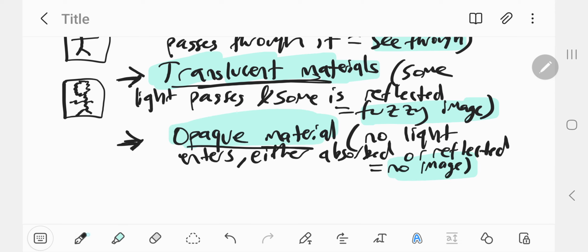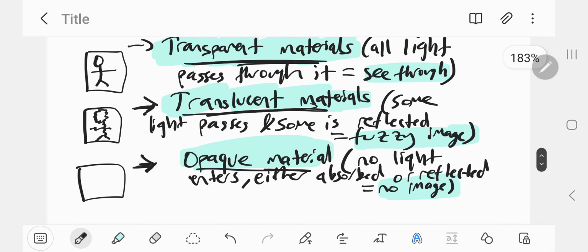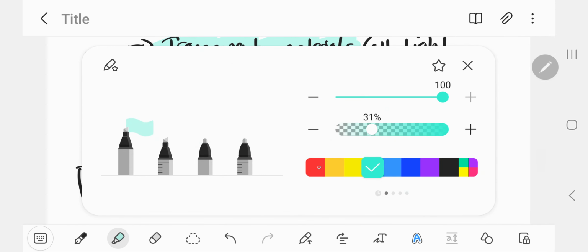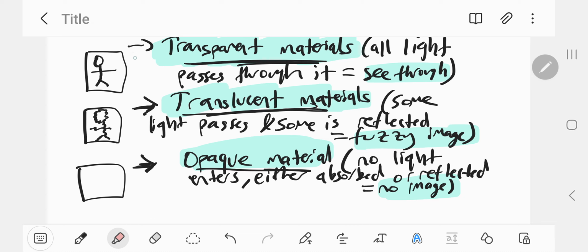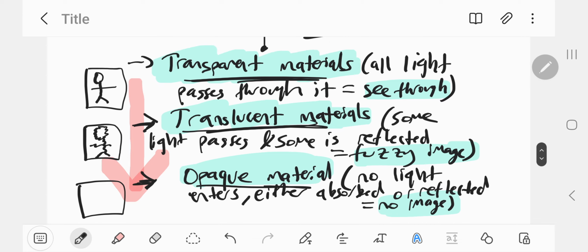Opaque means no image. So here's the tissue, you can't see the person. Let's suppose the tissue was designed so that it's opaque. You can't see the person at all. So from transparent to opaque, less and less light is making its way through the material. Hopefully that makes sense.